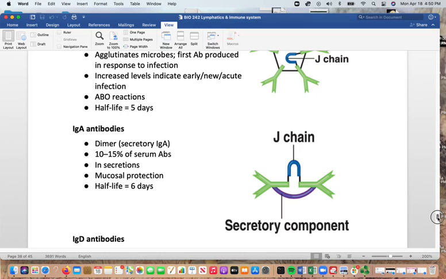IgA, it's a dimer. It's joined by the J chain again. It's 10 to 15% of the serum antibodies. It's present in secretions and provides a lot of mucosal protection. Its half-life is relatively short, again, about 6 days.